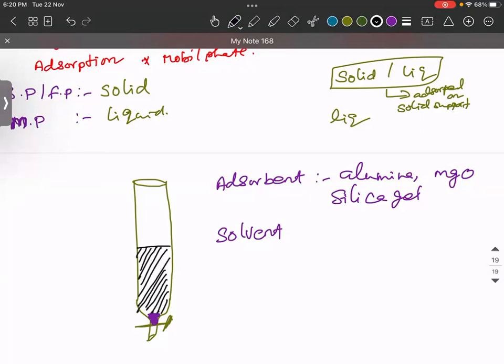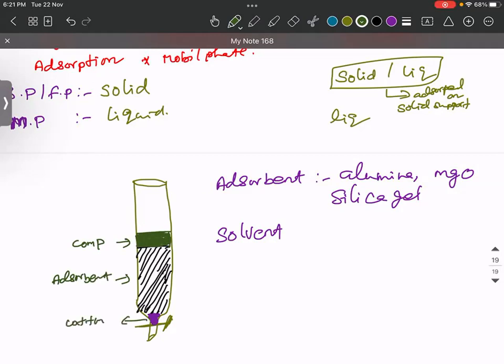at a particular height. Okay, and then you have to take your compound, the compound that you have to adsorb on the silica gel. So you have the compound over here, another adsorbent, and here you have the cotton.